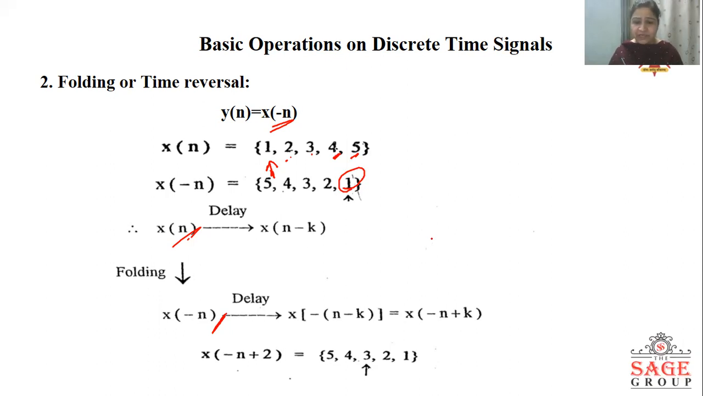And after folding, delay means moving towards left. So when I'll move the sequence by 2 units towards right, in that case, my sample 1 will move to n is equal to 2, 2 will move to n is equal to 1, and sample 3 will be at n is equal to 0. That's why the arrow is shown at n is equal to 3, and 4 will be at n is equal to minus 1, and sample 5 will be at n is equal to minus 2.